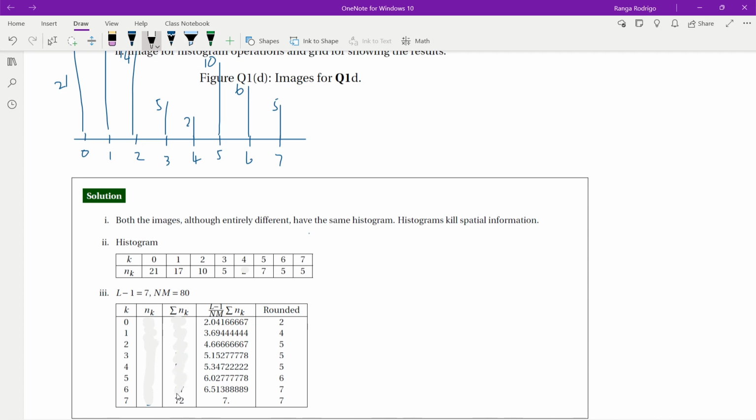So this column gets the running addition of the pixel counts. This column has the pixel count. In this one, we get the addition of pixels and multiply them by L minus 1. So L is 8 here, so L minus 1 is 7. And divide by Mn, that's the total number of pixels in the image, which is actually 80. Yes. So in the last column, we have to round it up, and that's actually the intensity transformation.